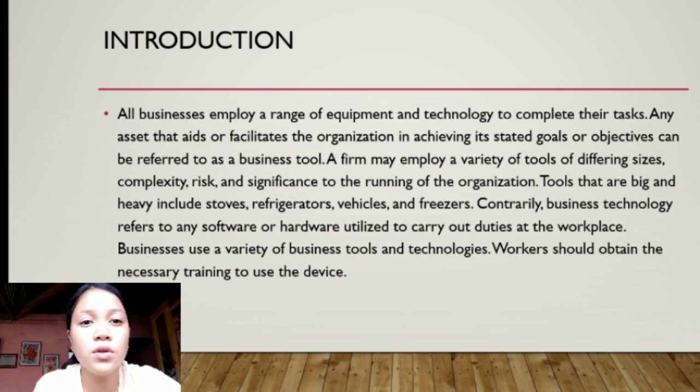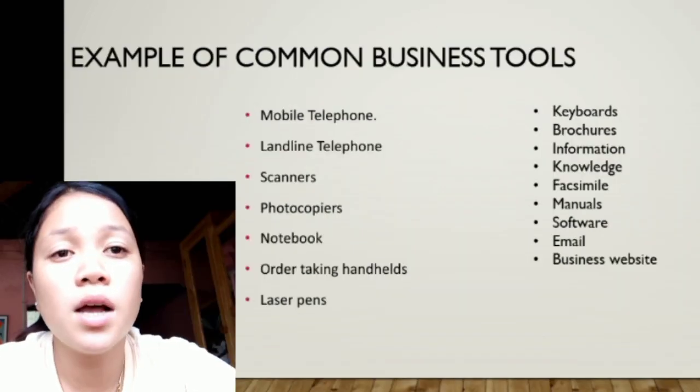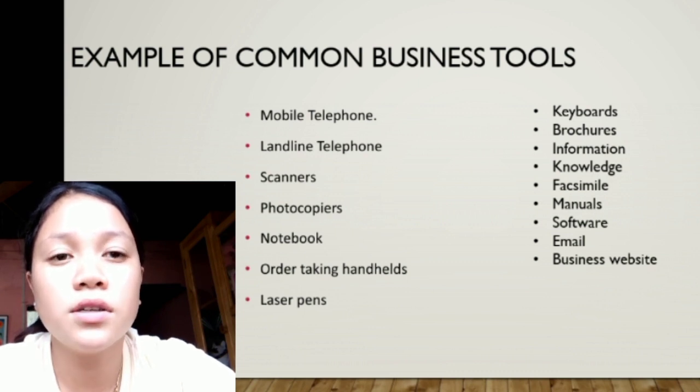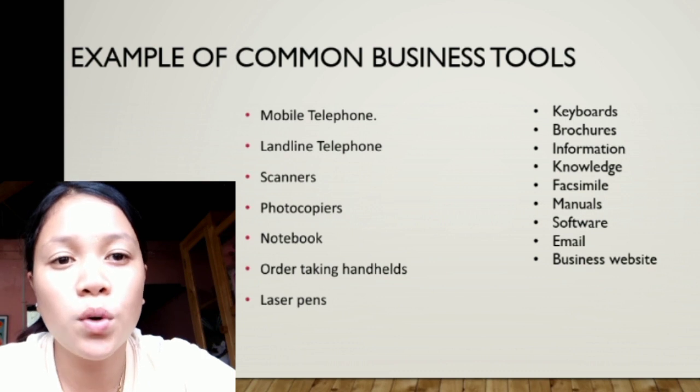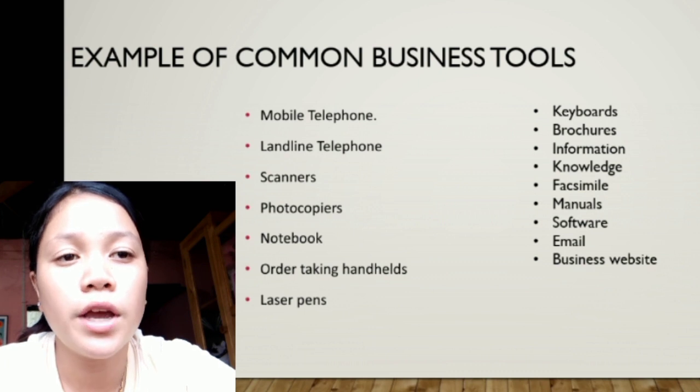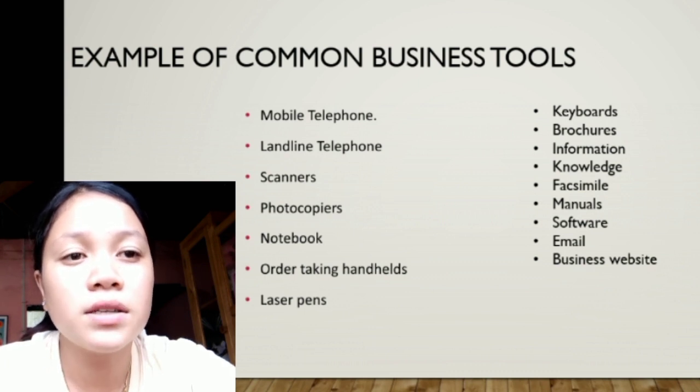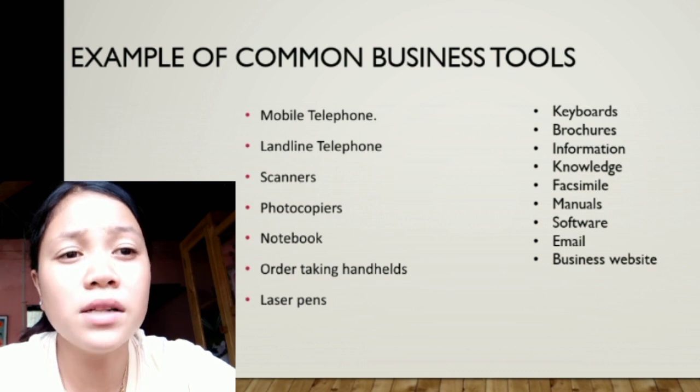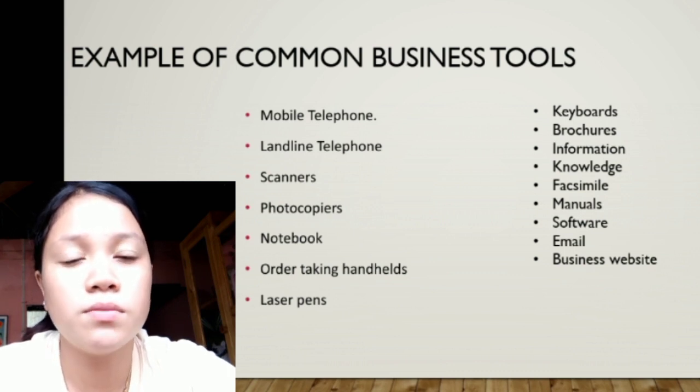Contrarily, business technology refers to software or hardware utilized to carry out duties in the workplace. Businesses use a variety of business tools and technology. Workers should obtain the necessary training to use devices. Examples of common business tools: mobile telephone, landline telephone, scanners, photocopiers, notebook, order-taking handhelds, laser pens, keyboards, brochures, information, knowledge, facsimile, manuals, software, email, and business website.